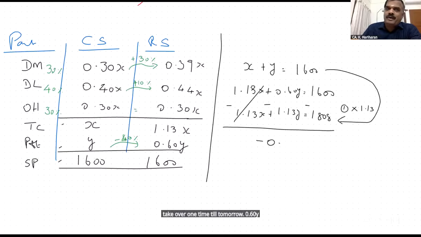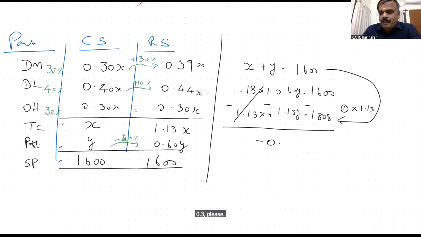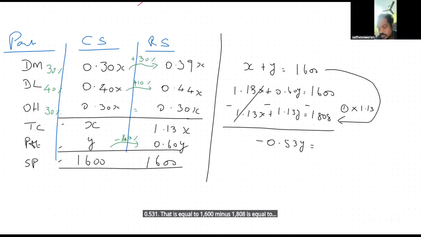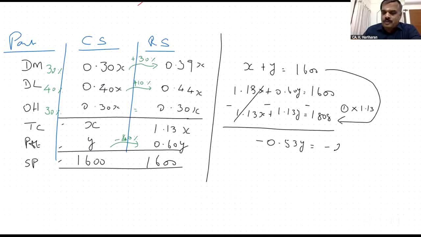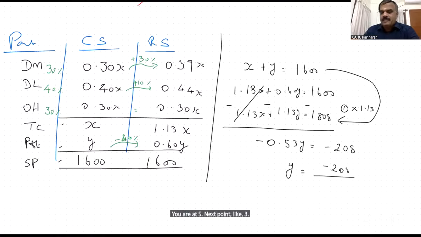0.60y minus 1.13y is equal to minus 0.53y. That is equal to 1600 minus 1808, which is equal to minus 208. Therefore, y is equal to minus 208 divided by minus 0.53. Minus and minus get cancelled.